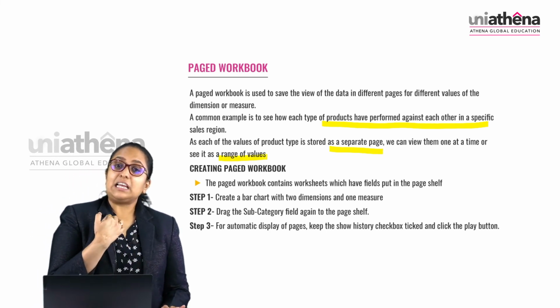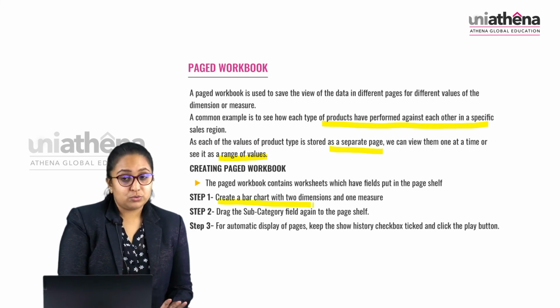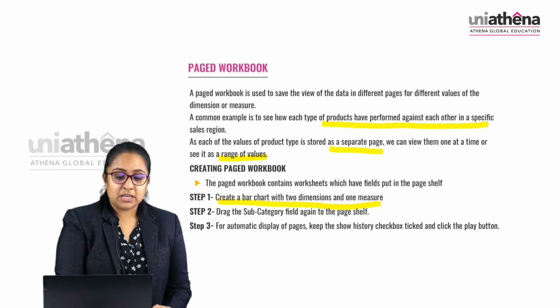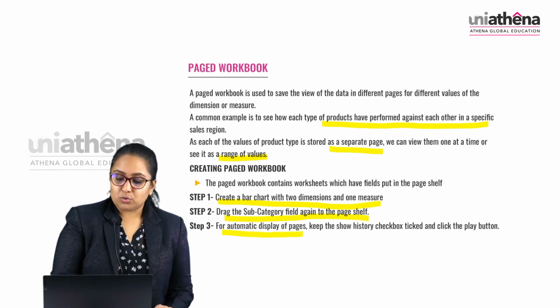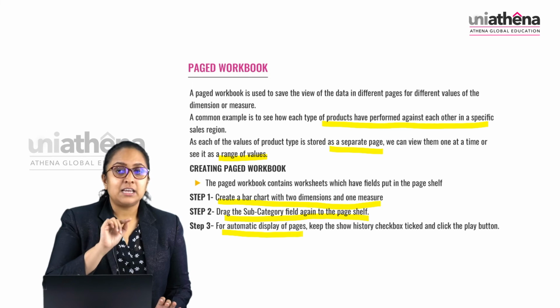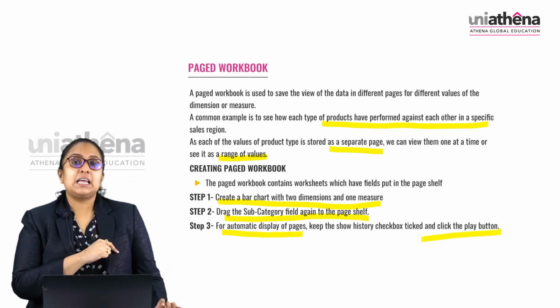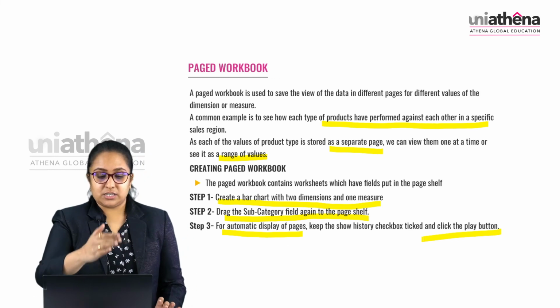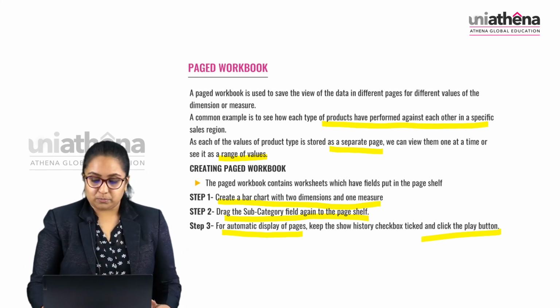Now, how can you create a paged workbook? You can create a bar chart with 2 dimensions and 1 measure. You can drag the subcategory field to the Pages shelf. Now, for automatic display of pages, keep the Show History checkbox ticked, and you can click the play button. So, this is how you can create and view your paged workbook.